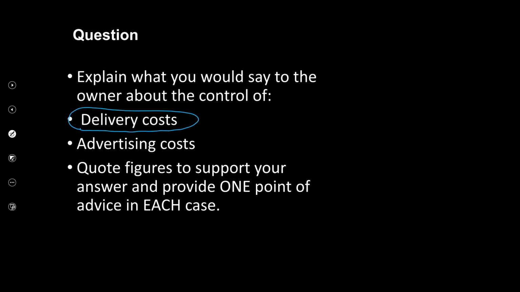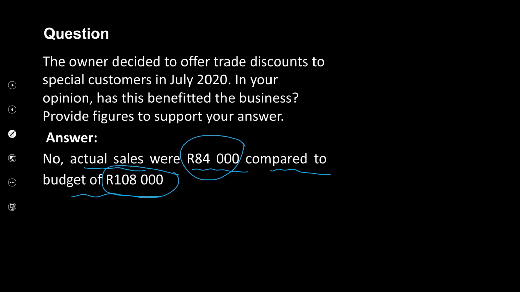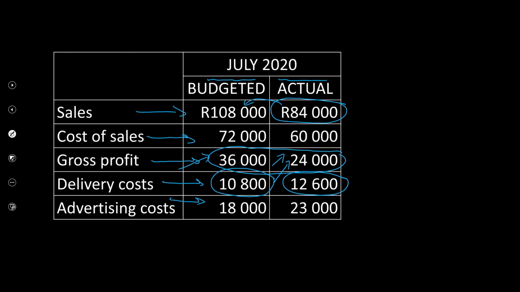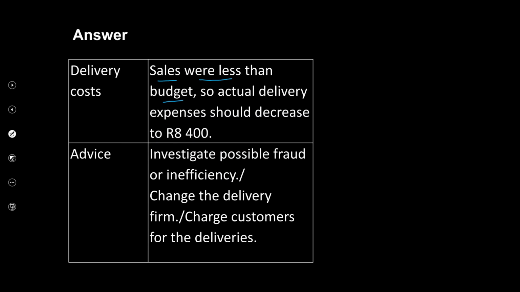Let's look at our responses here. With regards to the delivery cost, our sales were less than the budget. Okay? Let's check that out. Our sales definitely were less than the budget, as you can clearly see. You budgeted 108,000, you actually had sales of 84,000, meaning that your sales were less than your budget.